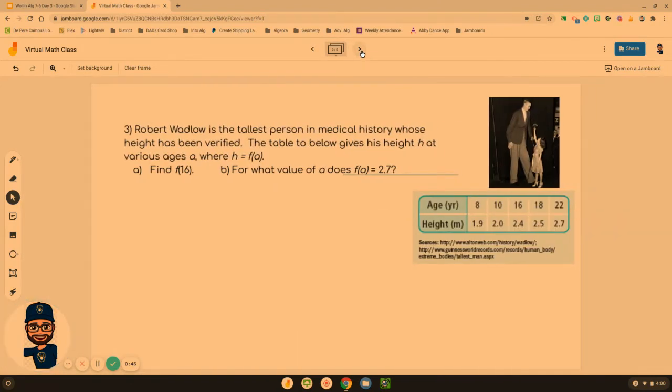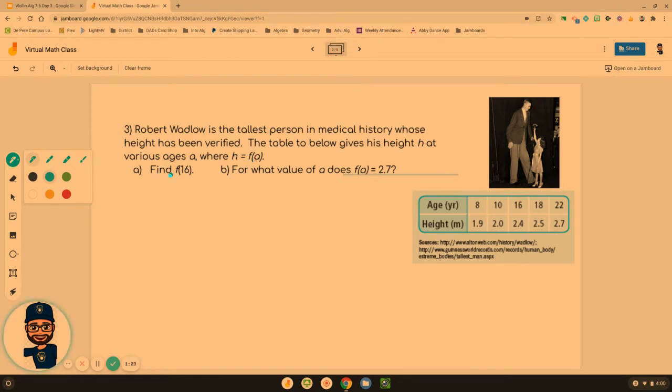I've got some examples here that I want to talk about and work through. The first one is about Robert Wadlow, the tallest person in medical history whose height has been verified. Sources are down here. Here he is. The table below gives his height, which we're going to call h, at various ages a, for every year. So the year is the input. When I input a year, I get out some certain height that he might be. In this case, his height is in meters. And so what we have is a function. Notice they're using h and a instead of our typical y and x.